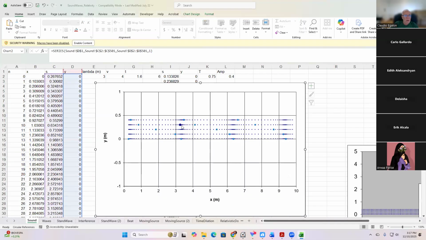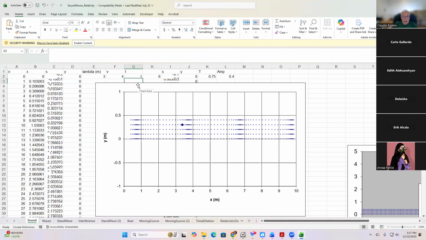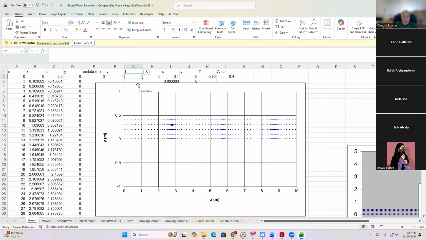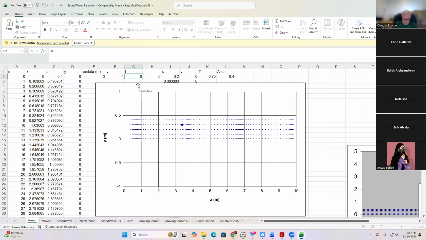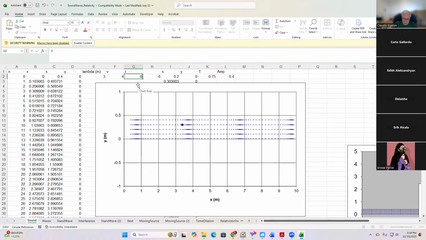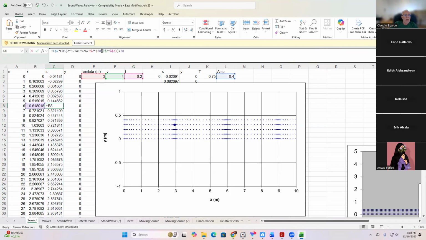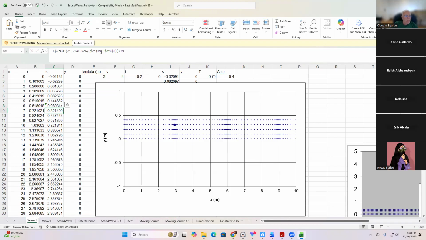Sound. Let's see. Lambda 3. Okay, this one is working. Good. Did you see the change? Let's do every half second. Looks like we have to do every 0.2 seconds. Let's start with 0, then 0.2. It's a wave that propagates in the incorrect direction.